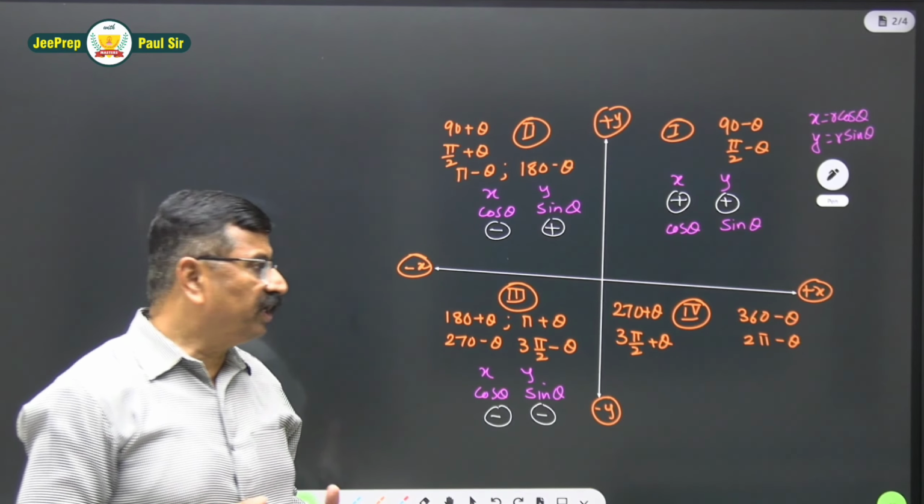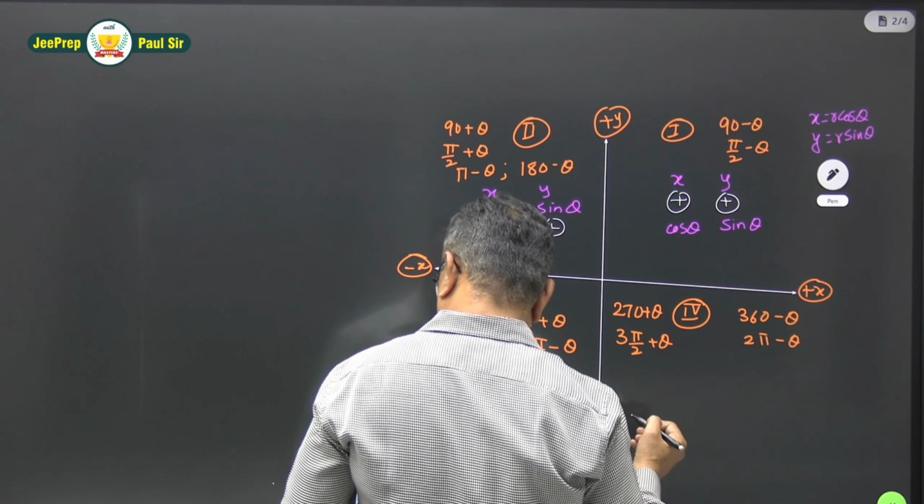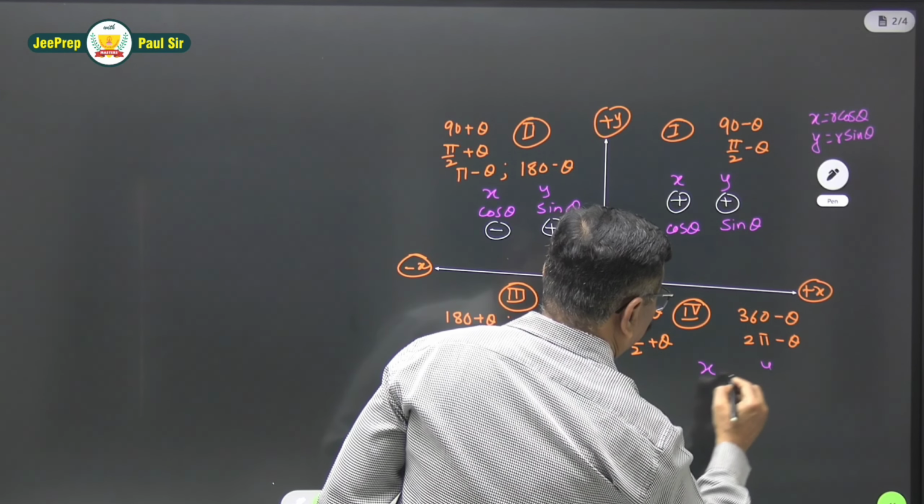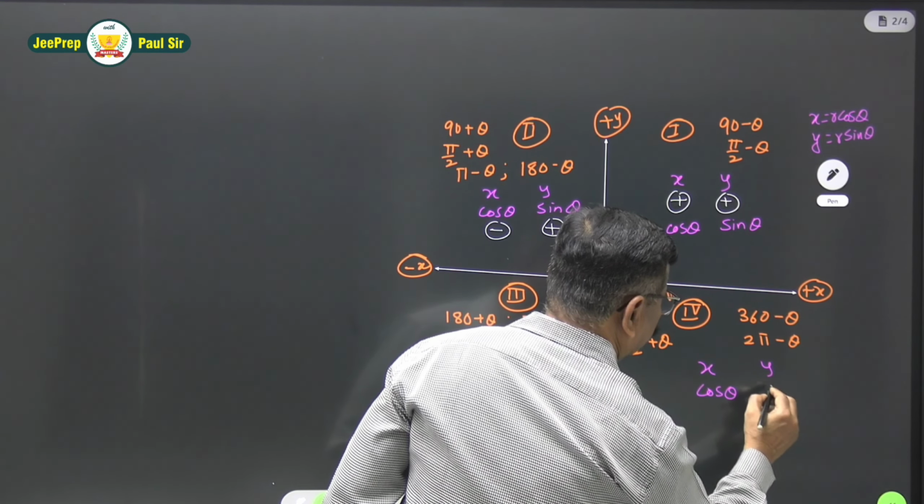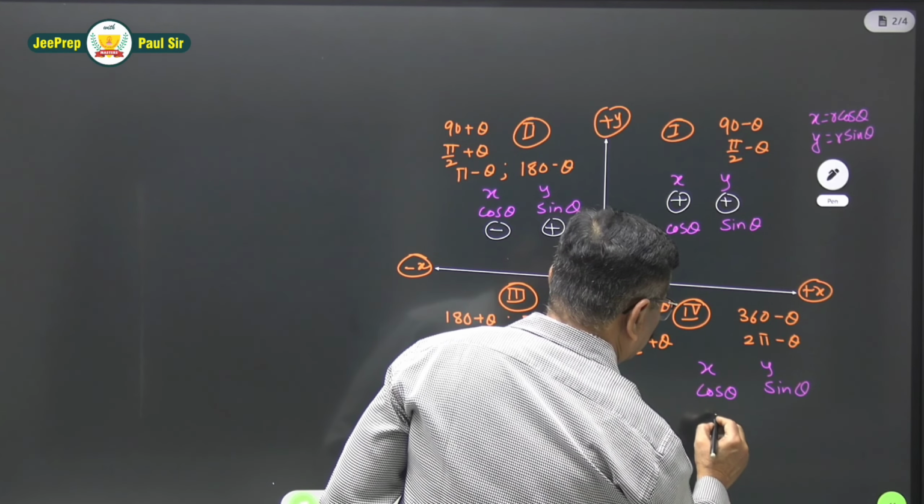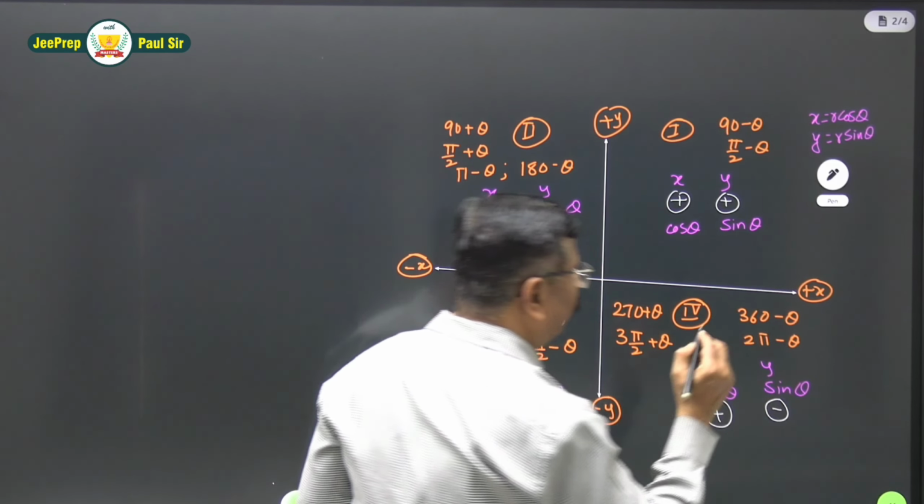Then what about the fourth quadrant? The fourth quadrant is bounded by plus x-axis and minus y-axis. So, therefore, x is cos theta and y is sin theta. Here x is plus and y is minus.